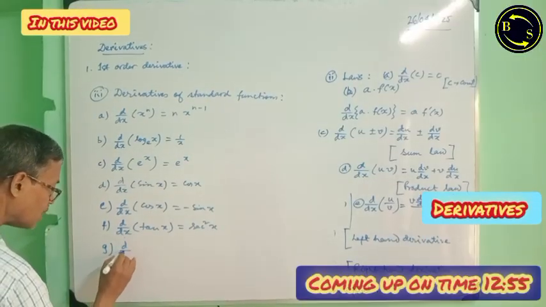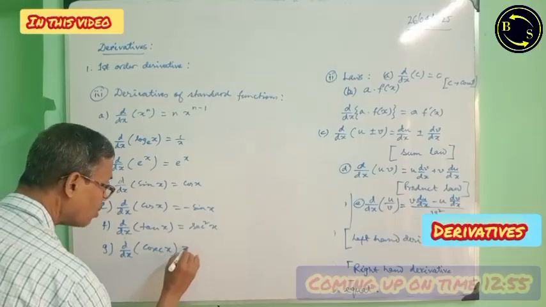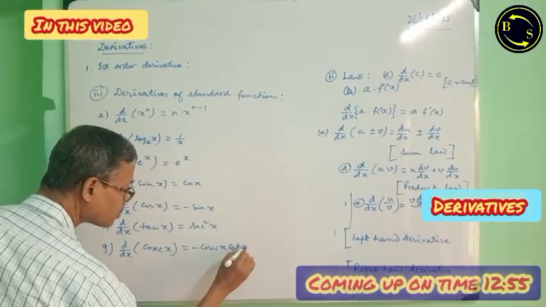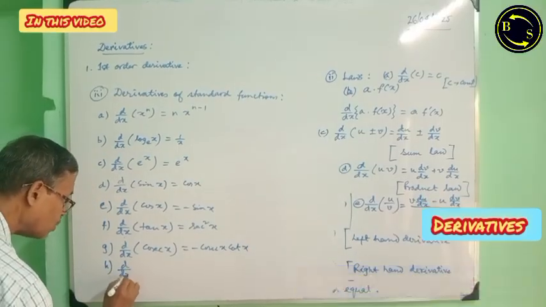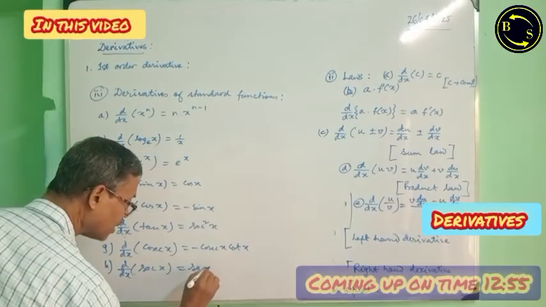This is the first law. d/dx of cosec x is minus cosec x cot x. d/dx of sec x is sec x tan x.